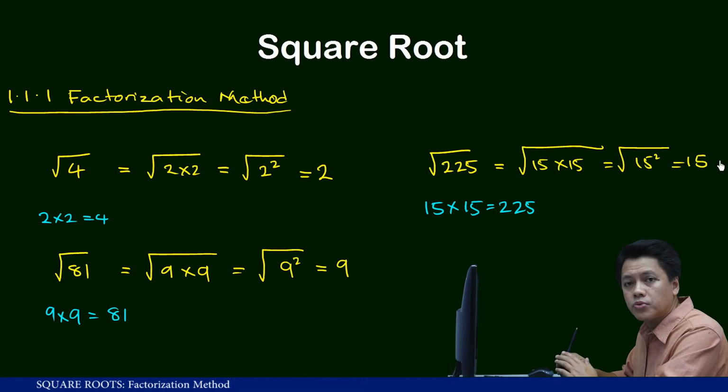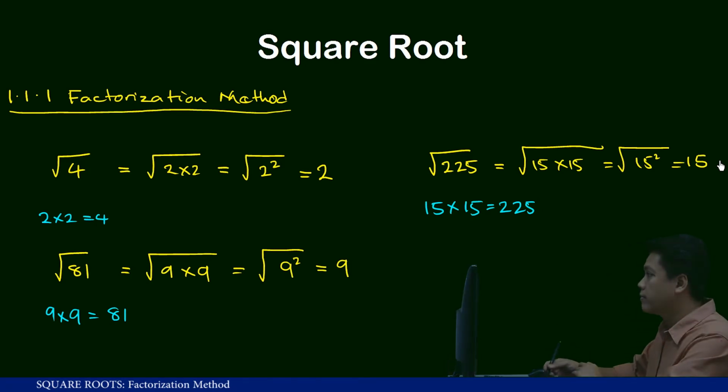But to do this, we need to memorize, or at least be intimate with, the values of perfect squares. Can you name some perfect square numbers from 1 to 100? Let's do that together. Okay, the first one would be 1. And 1 is basically 1 squared. The second number would be 4. And 4 is basically 2 squared.